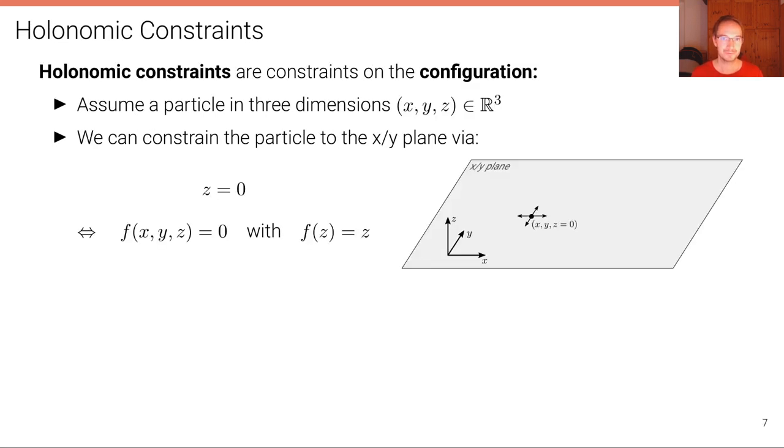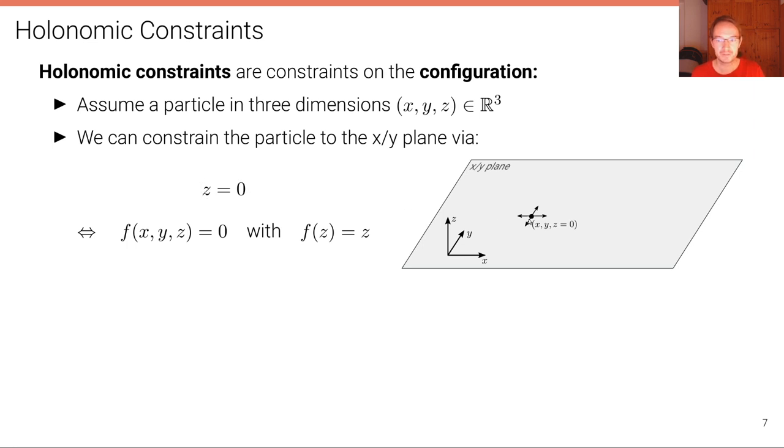Another concept that we have to introduce is constraints on our configuration space. Constraints on our configuration space are called holonomic constraints. Holonomic constraints are constraints on the configuration. So consider, for example, a particle that moves freely in three dimensions, x, y, z. The coordinate system of this three-dimensional space is shown here. We can now, of course, constrain that particle such that it only moves in the xy plane by setting the z coordinate of that particle to zero, as shown here.